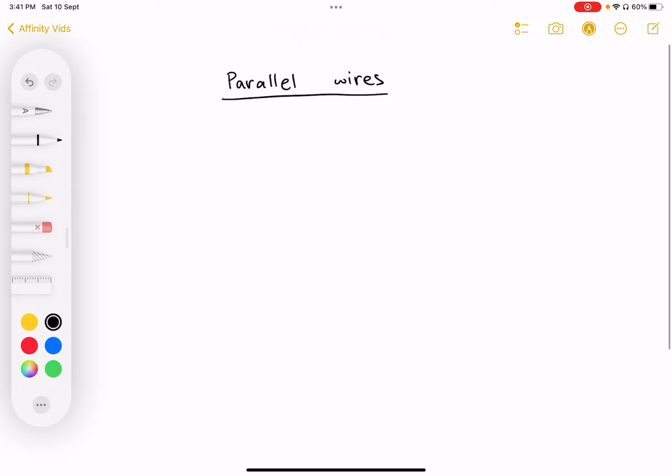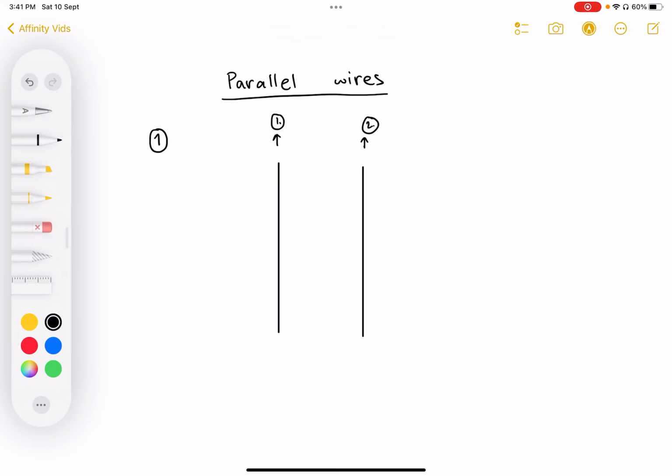Let's say we have two wires with a current going through them. In situation one, let's say that both of these wires have currents going in the same direction, in the direction that we've labeled with the arrow. So let's look at wire one, and we'll come to wire two later. Let's look at what happens with wire one.